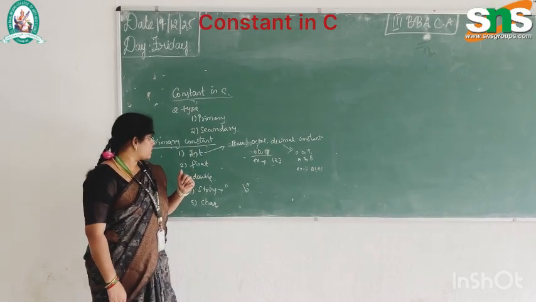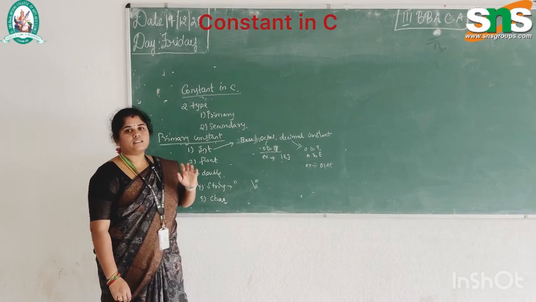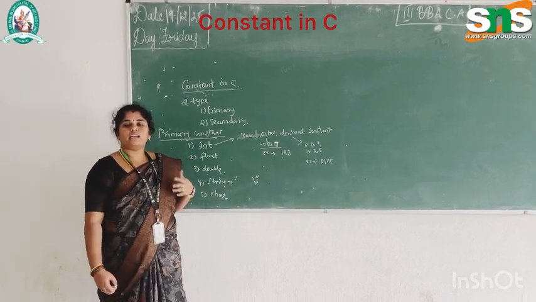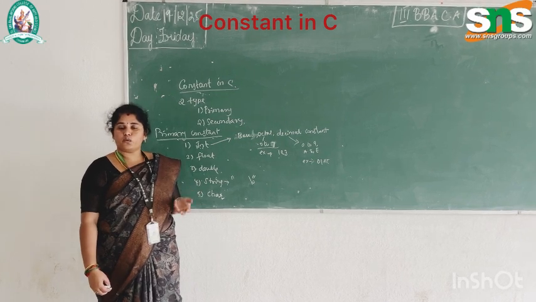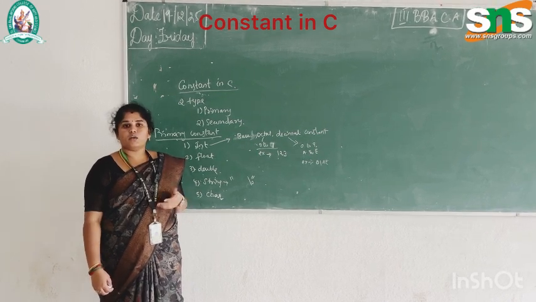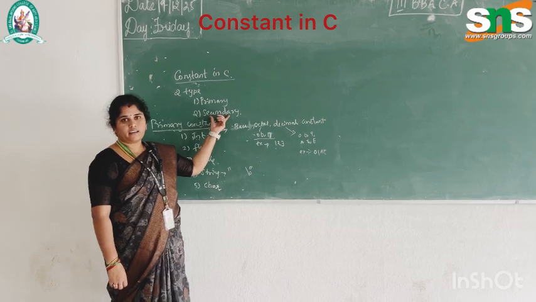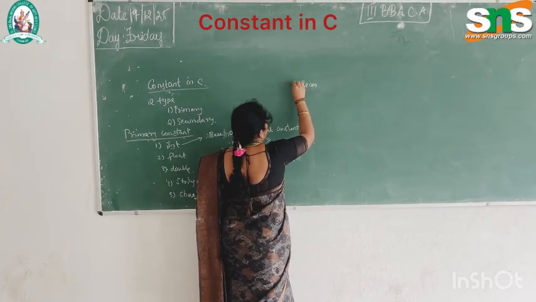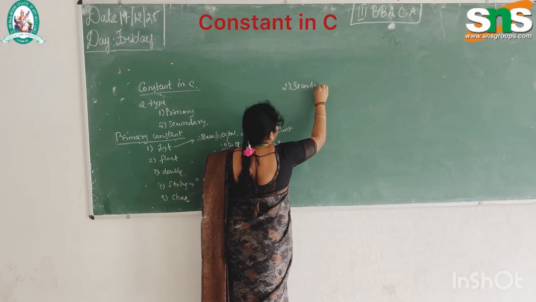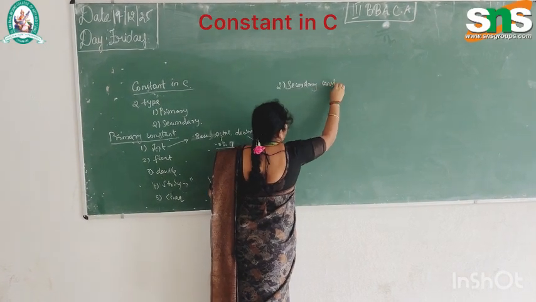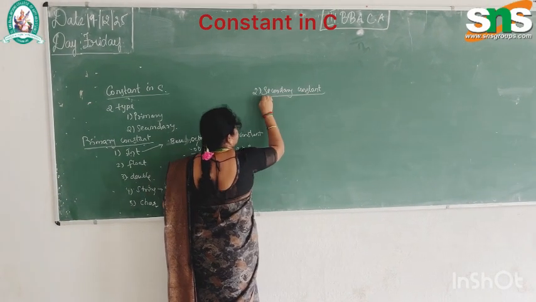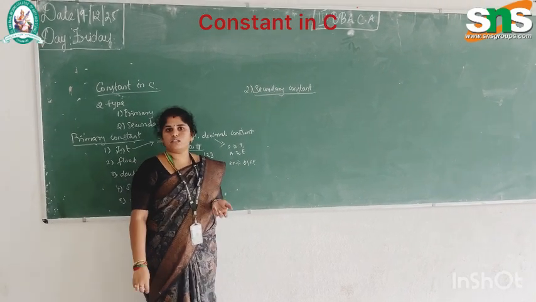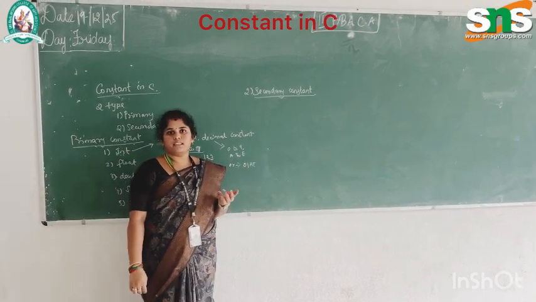The secondary constant is entirely different. It is entirely different because we use secondary constants while creating arrays, unions and structures. As I said, the secondary constant is mainly focused on unions, arrays and structures.